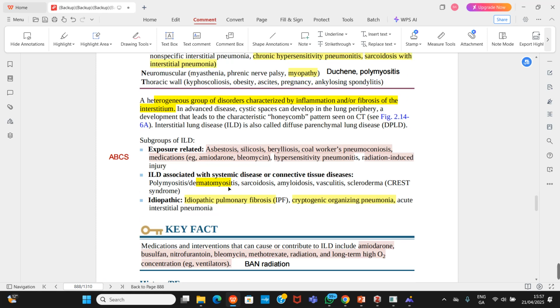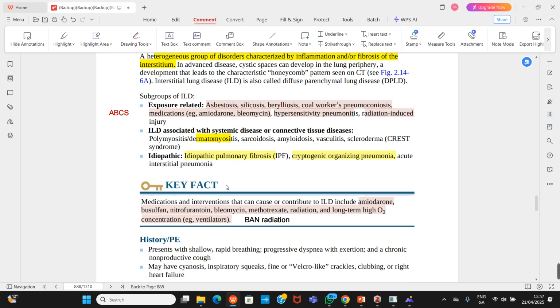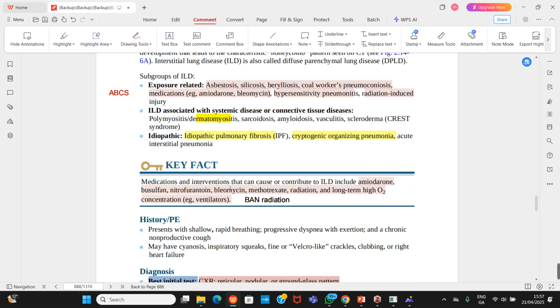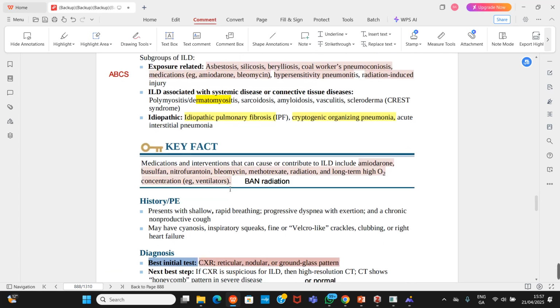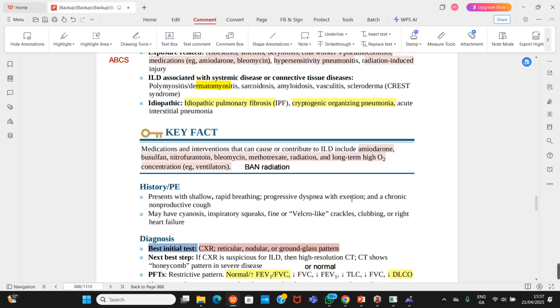So what in the history are we going to see that should raise our suspicion for ILD? If they tell us that somebody is having dyspnea on exertion, number one, and the person is having cough that is non-productive, with rapid shallow breathing, until otherwise proven, your diagnosis is going to be interstitial lung disease.